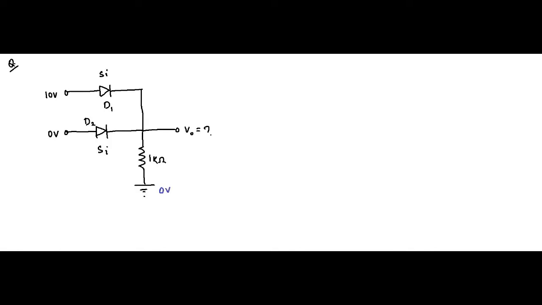So obviously D2 will be off or open circuited, and D1 will be on. It will be replaced by its equivalent circuit, that is the built-in potential. Here there is nothing mentioned about whether the diode is ideal or not, so we have to consider the built-in potential. Nothing has been mentioned about the forward resistance, so we'll simply consider its built-in potential. So the equivalent circuit will be something like this.